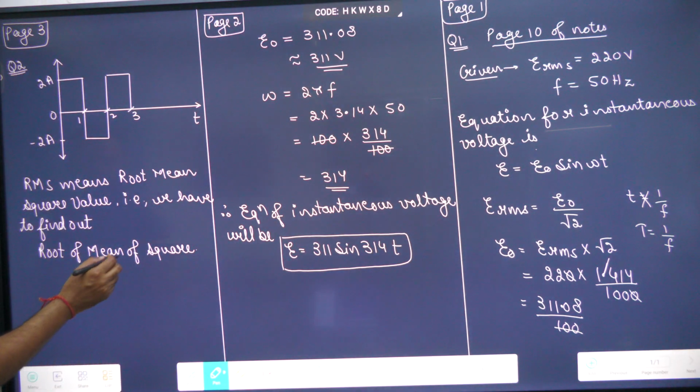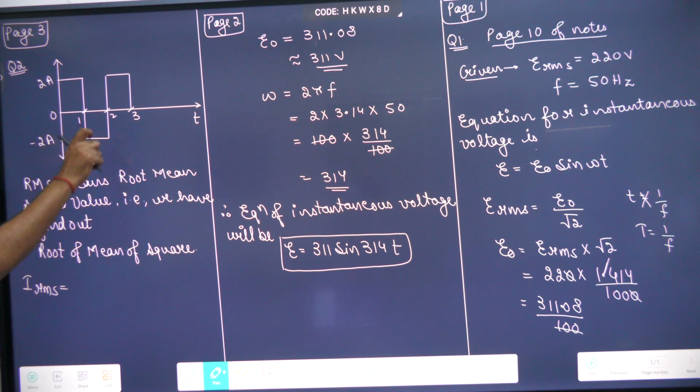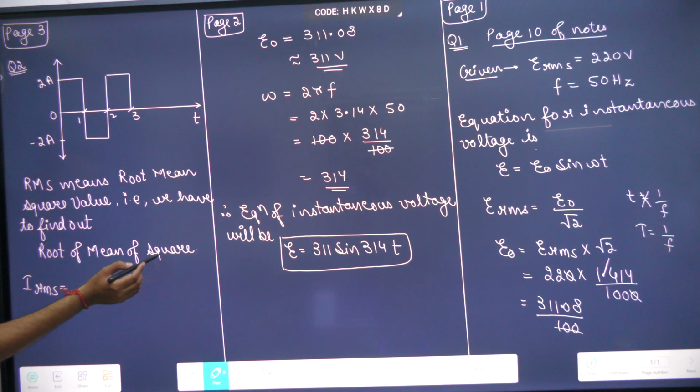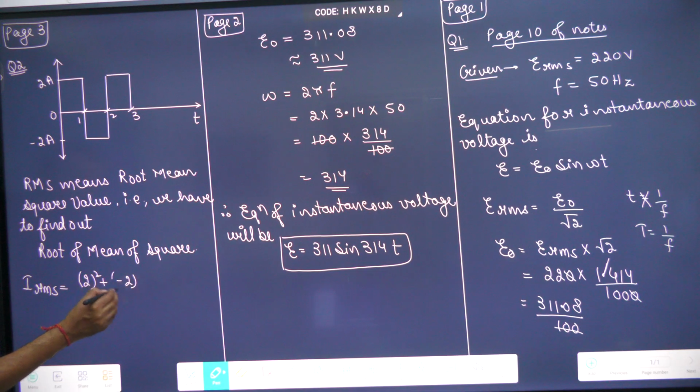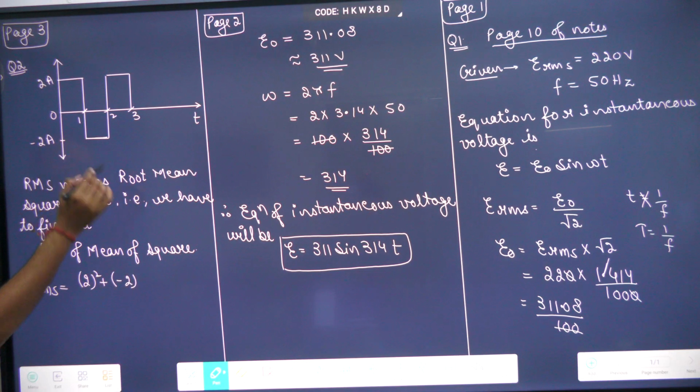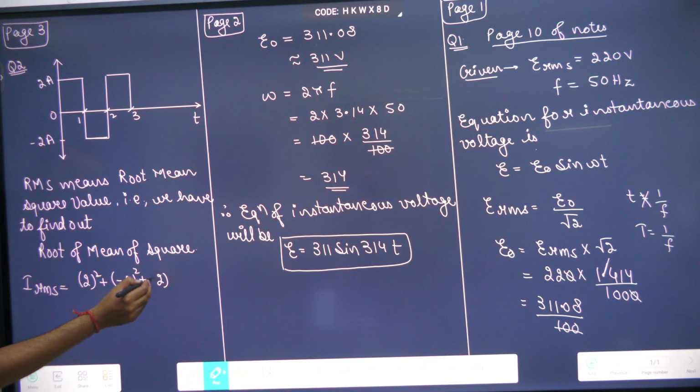So we have to calculate root of mean of square. What is this? IRMS. First of all, we have to calculate the square of every value which we have: 2 ampere, minus 2 ampere, again 2 ampere. So square means 2 square, and mean of the squares. So 2 square plus, for the second time duration, minus 2 square plus 2 square.